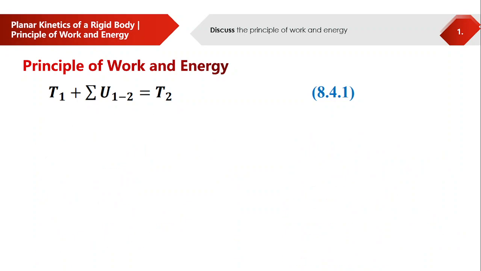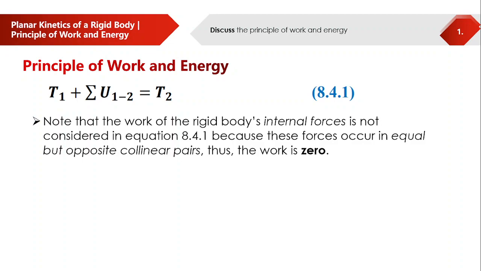Okay? So, next is, note that the work of the rigid body's internal forces is not considered in equation 18.4.1 because these forces occur in equal but opposite collinear pairs, thus the work is zero. Okay, so sa formula na to, hindi nakasama yung internal forces kasi nga both forces are opposite and collinear pairs. So therefore, the sum of all the work done by the internal forces is equal to zero. Kasi nga, opposite, and if you add up opposite signs, that will be minus, no? So that will be zero. And equal lang din yung magnitude of the force, then yun nga, magiging zero lang siya when we are going to sum up all the work caused by internal forces, okay?